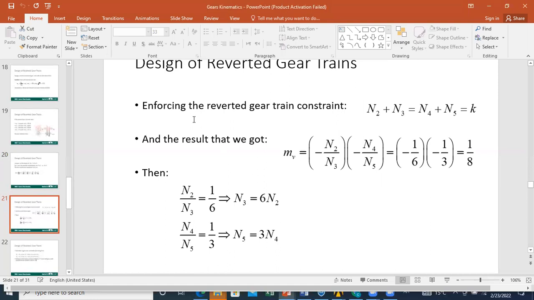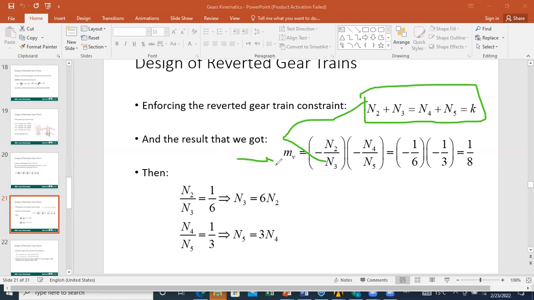Because of the reverted gear constraint, I have the following condition: n2 plus n3 should be equal to n4 plus n5, which should be equal to a certain integer number k. Now let me see how to use this result. I will combine this equation with the previous one.